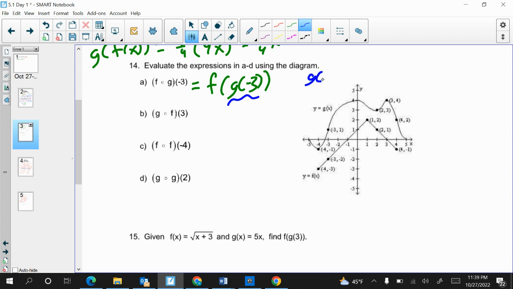So g of -3. -3 is an x value, so I'm going to go find -3, and I want g of x. G of x is up here, and I see that it is at 1. So g of -3 is equal to 1. So that means I could take this 1 and sub it in. I now have f of 1. I'm going to find 1. F is this function, so that gets me 2.